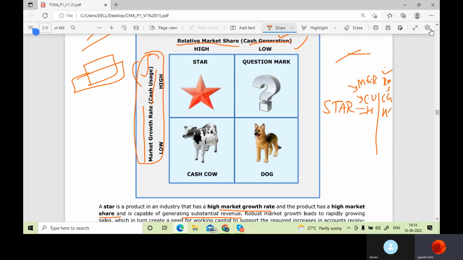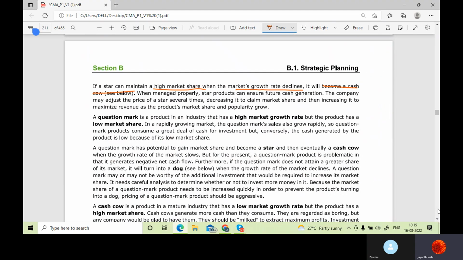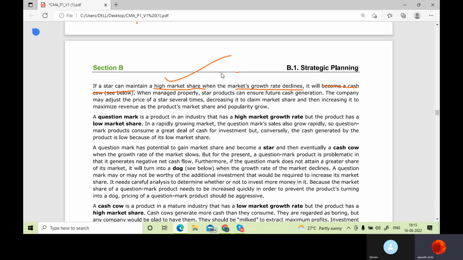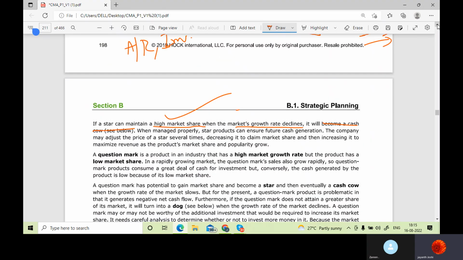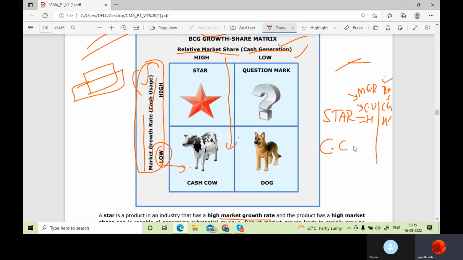So now what is happening is, in case of a cash cow, the market growth rate is low. That means the market is not growing, but the market share is still high for the product. Okay, so market share is high, but the growth rate is less. So if a star can maintain a high market share, but the growth rate declines, it becomes a cash cow. So in case of a cash cow, the market growth rate is low and the market share is high.